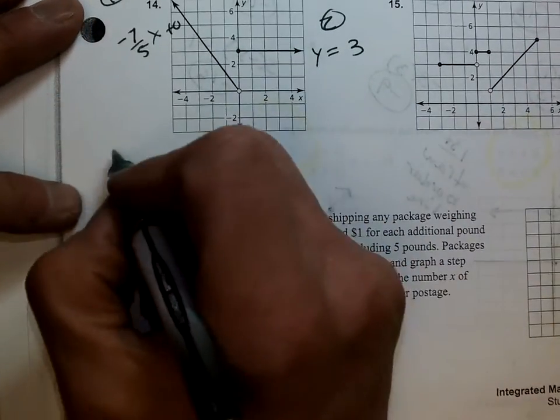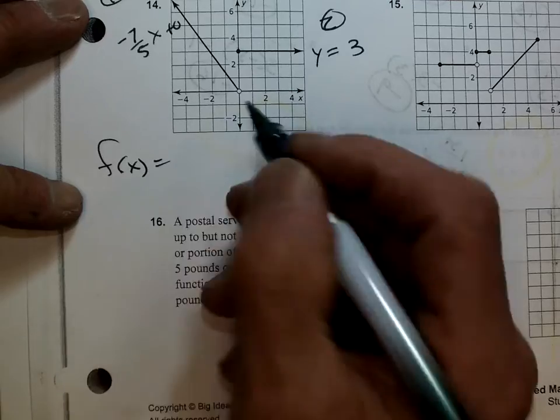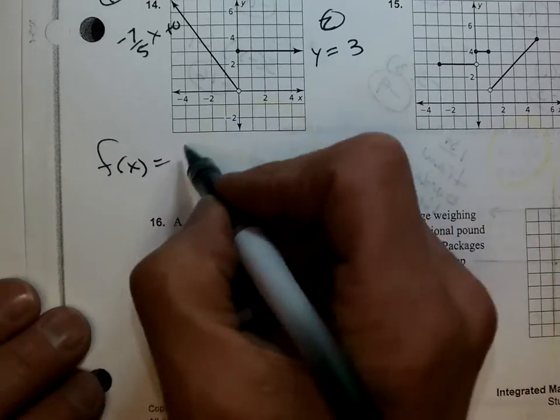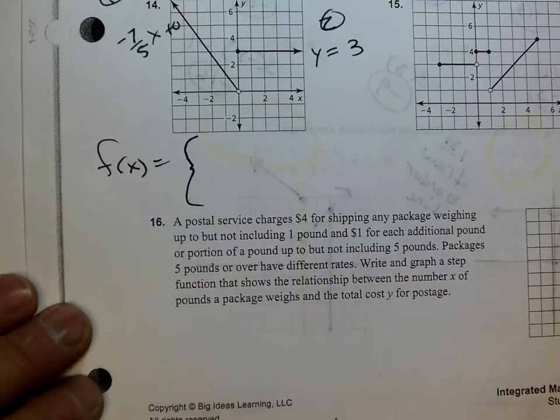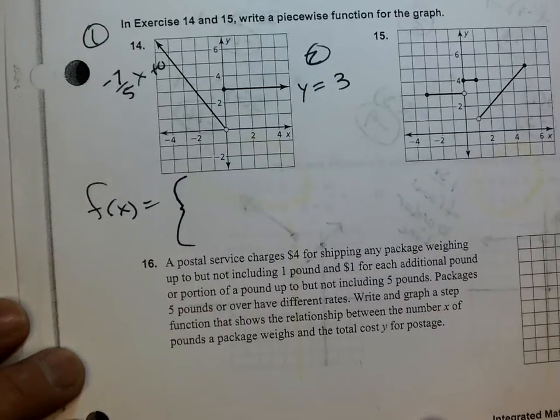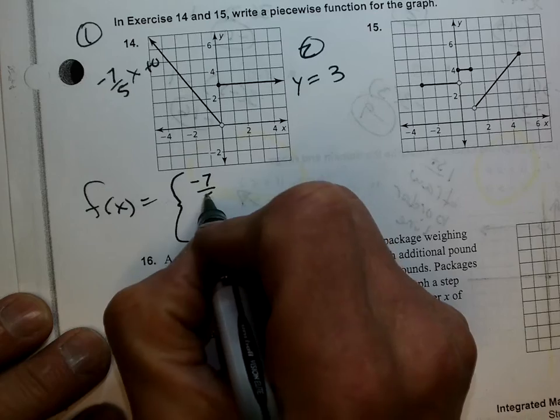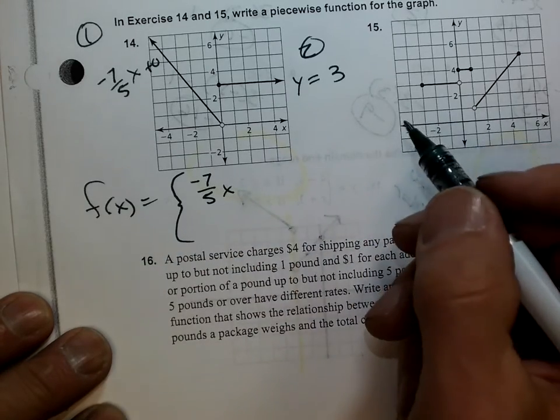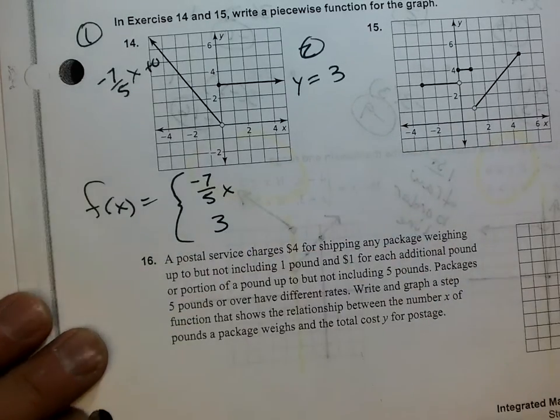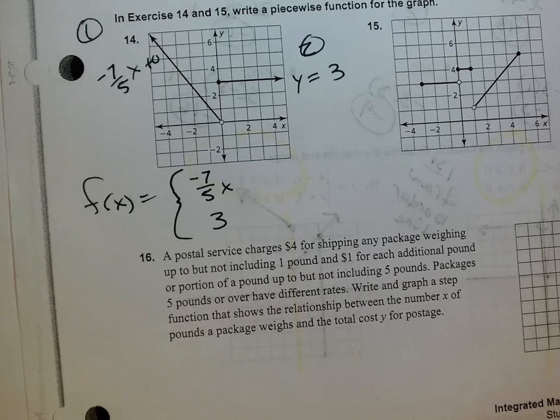So I'm going to go f of x equals, because y and f of x are the same thing. Put a bracket right in there, okay. First equation is down 7 over 5x, right? Second equation is 3, okay. So I've got the first equation, down 7 over 5. Second equation, y equals 3. I've got them both in here, but the thing is that they're connected by a borderline.